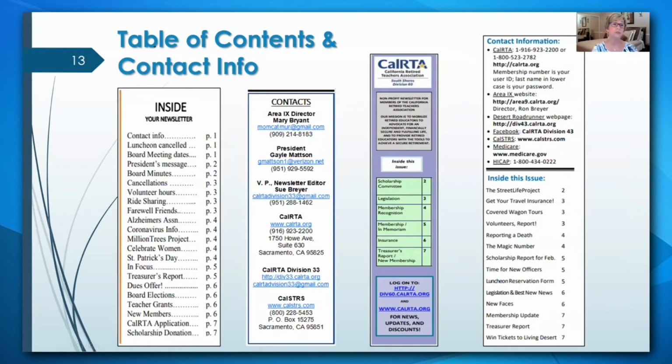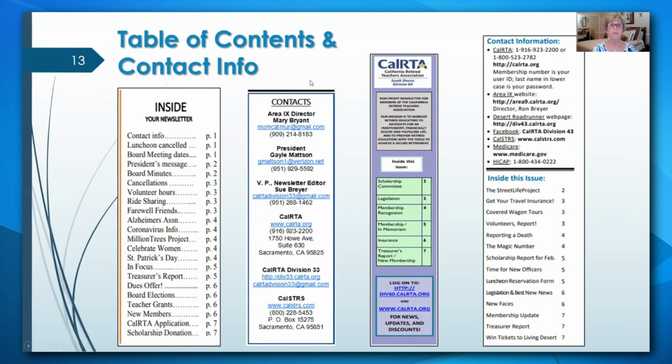Now, most newsletters include some kind of table of contents and important state and division and even area contact information, but no two look alike, as you can see here. The table of contents can be as detailed as this one here on the left. As you can see, nearly every page of the newsletter is represented, or it could be as limited as this light green one over here that only has 6 items listed.